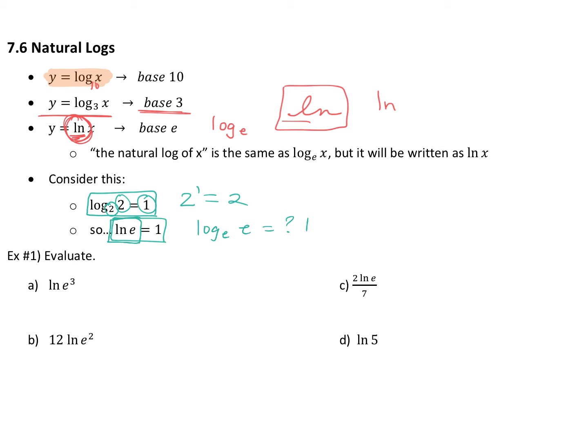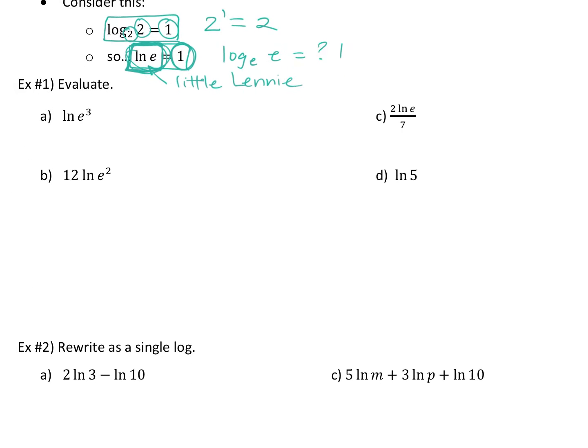Here's what Ms. Price told me when I first started teaching this. She calls this guy Little Lenny, right? Because that kind of looks like Lenny, L-N-E, Lenny. He's only 1 year old. He's just a little guy, right? So whenever you see Lenny, think the number 1, okay? And you're going to see Lenny a lot today. So look for little Lenny. He's only a year old.